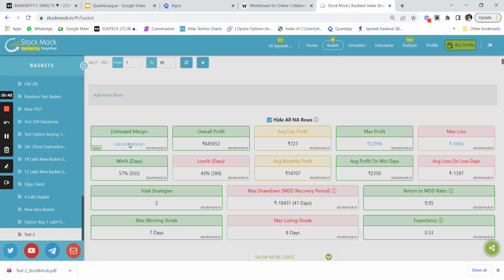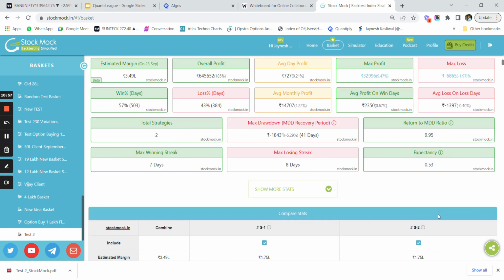So here I can clearly see that the margin required for my strategies is at around 3.5 lakh, and the overall profit is coming at around 185% here. As you can clearly see, the maximum drawdown has come only to 5%, and overall maximum loss is 2% of capital, and that is very okay. That is very controlled loss. The expectancy here is 0.53. That is also really good.